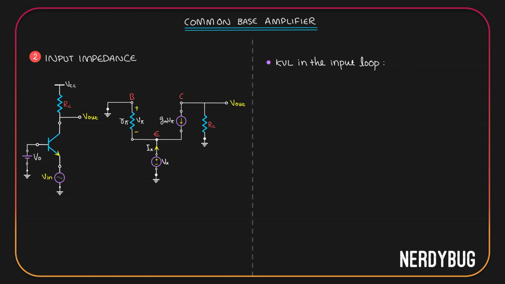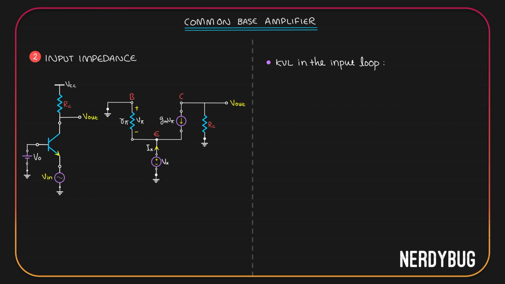Let us start by applying Kirchhoff's voltage law at the input loop. This is our input loop. I'll start from the ground. There is R pi. I reach the emitter. I have Vx and I go back to the ground. There are two potential drops, V pi and Vx. V pi is from positive to negative. Vx is also from positive to negative.